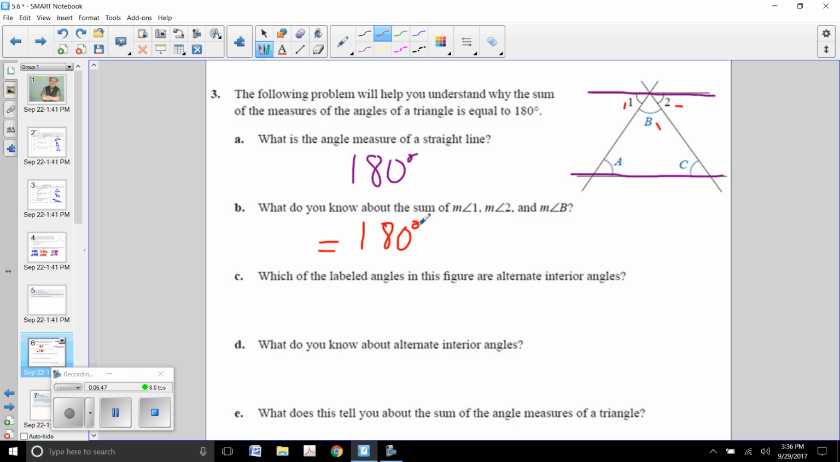And then it asks us about alternate interior angles. Remember, alternate interior angles are across each other from a transversal. So if we look at the left side of our triangle as a transversal, alternate interior angles would be angles 1 and A together.